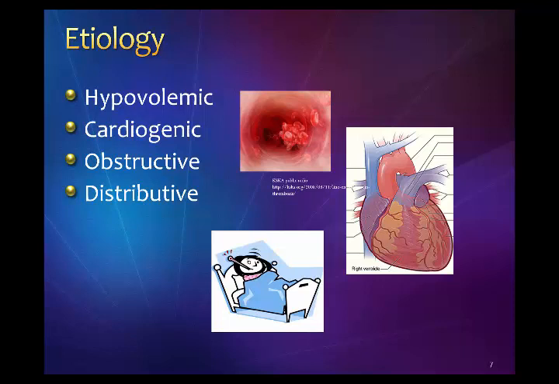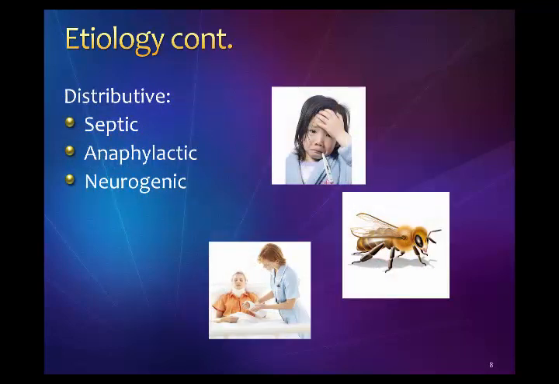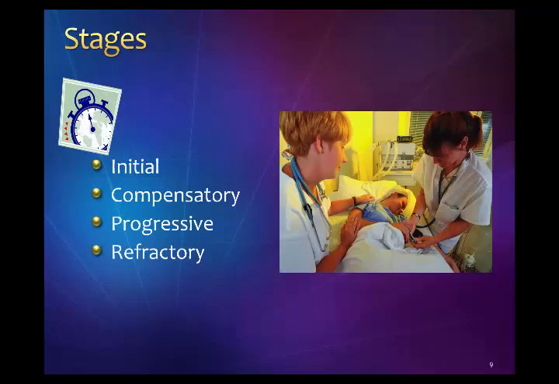Distributive shock, let's go to the next slide, because there's really three types of distributive shock. There is septic, and that's probably the most complex one we're going to talk about. Anaphylactic, you've had a little of that already in 271, so we'll expand on your knowledge of that. And neurogenic is probably the rarest type, and sometimes it's also referred to as spinal shock.